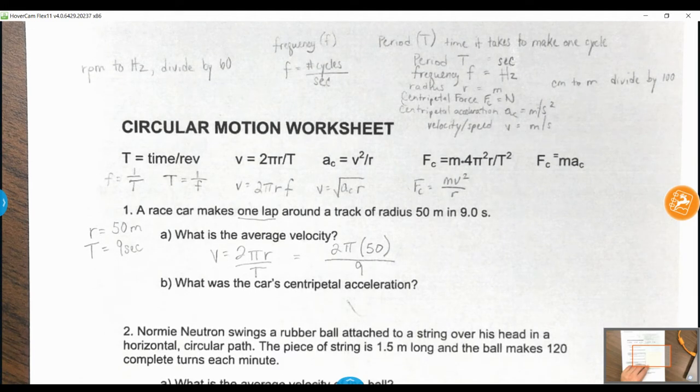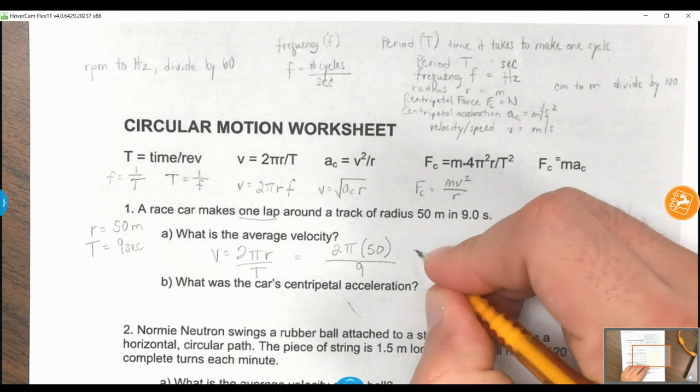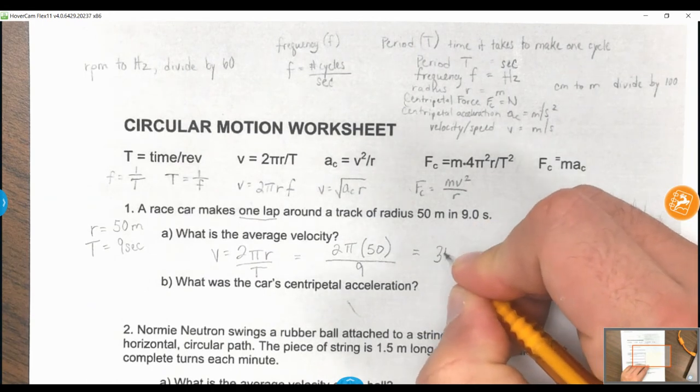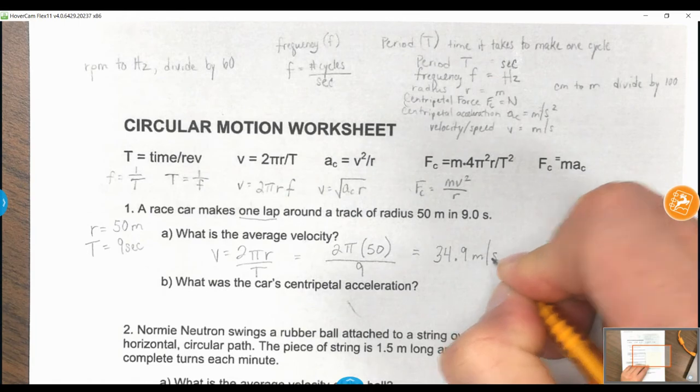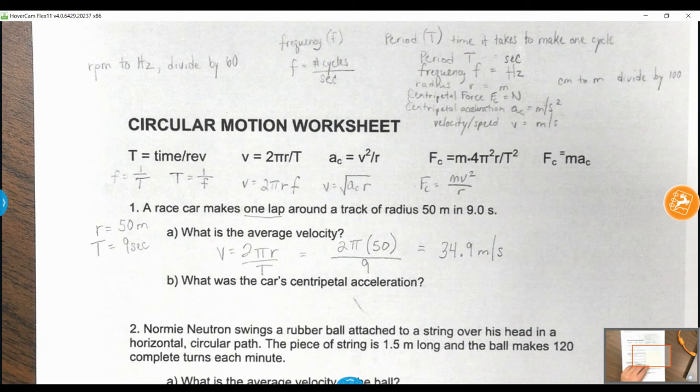Can you guys see this well? Everybody can see? Yes? All right. So in a calculator, you're going to multiply everybody out on top, equals, divide by the bottom, 9, and you're going to get an answer here of 34.9 meters per second.